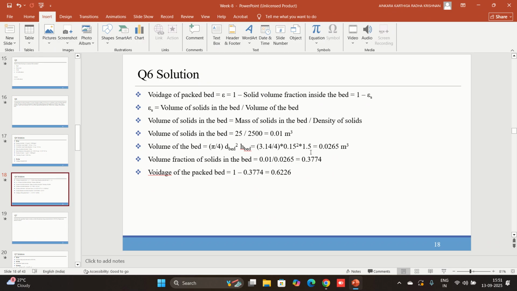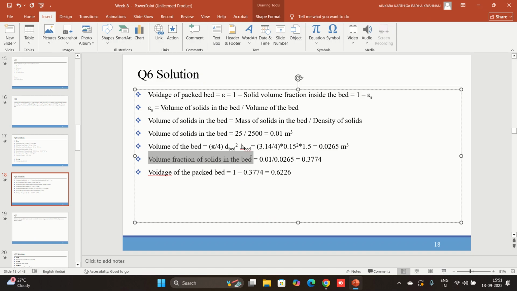So volume fraction of solids inside the bed is therefore 0.01 divided by 0.0265. So that gives us 0.3774. So volume fraction of solids inside the bed is 0.3774, and therefore we can tell that 1 minus 0.3774, that is 0.6226 is voidage of the packed bed.